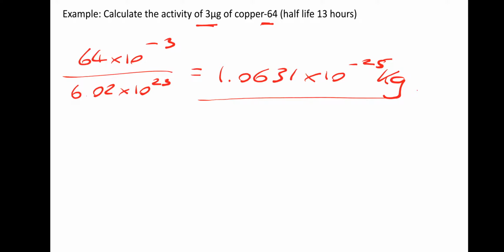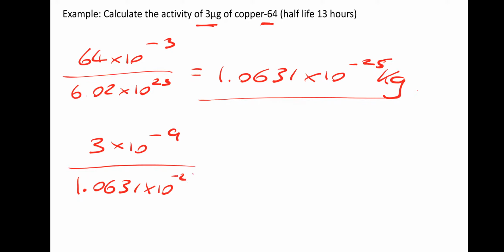Then we need to be really careful. We've got 3 micrograms, so it's 3 micro, which is times 10 to the minus 6, but then we've got the grams as well, which is times 10 to the minus 3. So the total mass of copper is 3 times 10 to the minus 9 kilograms, divided by the mass of each individual atom, times 10 to the minus 25, gives us the amount of atoms as 2.8219 times 10 to the 16 atoms.